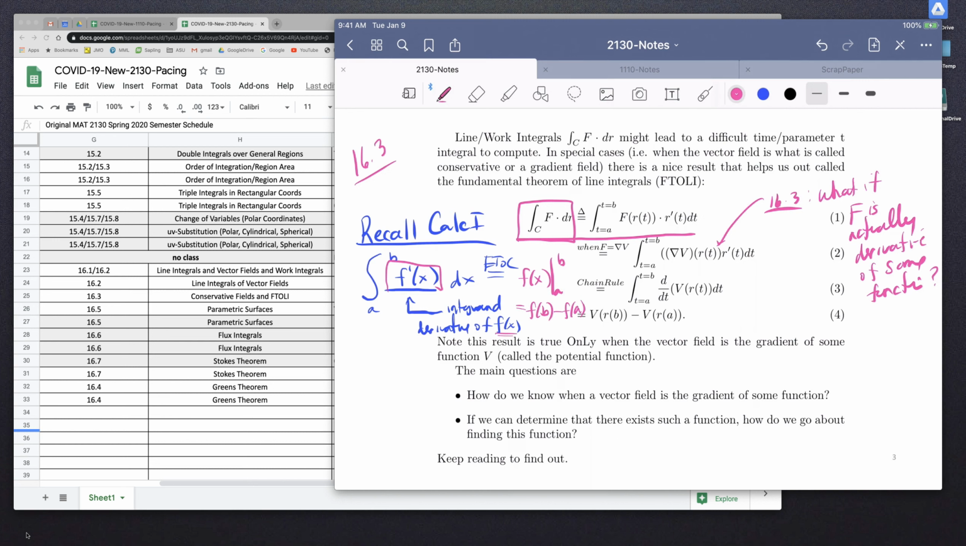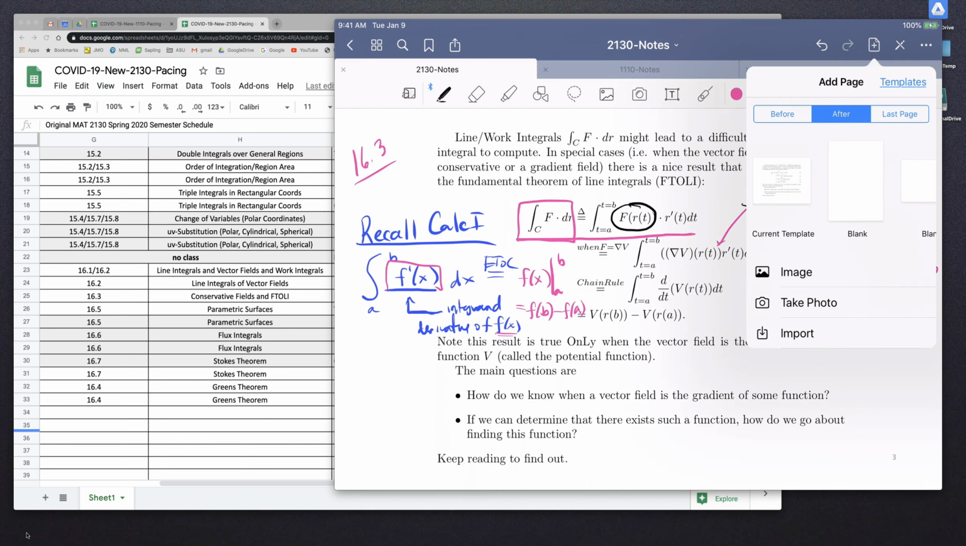So that is the same question we're going to ask in calculus 3 here. We're going to ask, what if the vector field that we are being asked to integrate, F dot the r prime, the derivative of the curve, what if that vector field is actually the derivative of some function? Okay, and here is the series of steps that will happen. So let's go through those steps now.